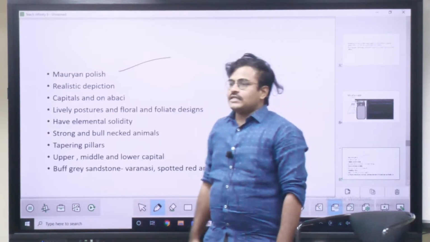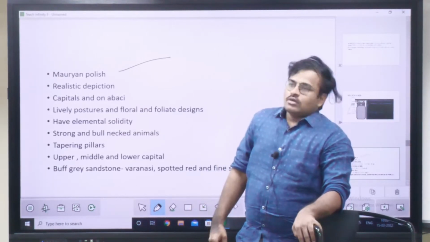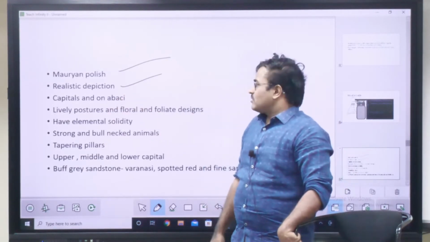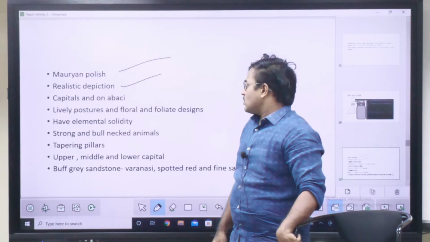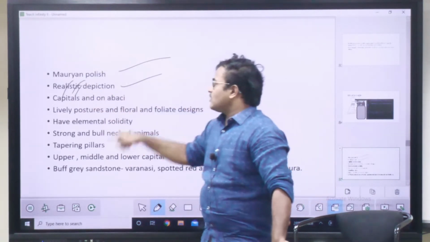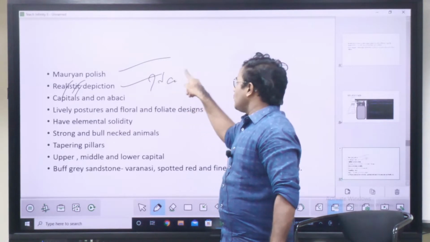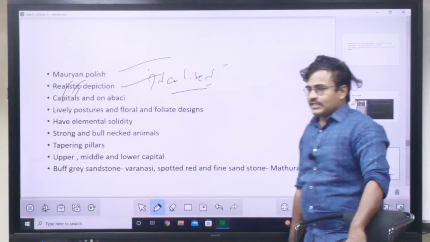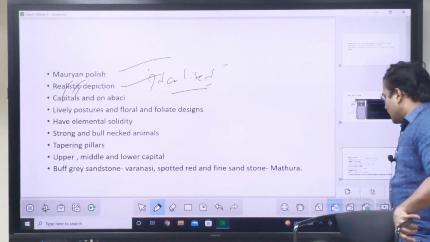And these images, they're depicted in realistic fashion. Okay, can they be in realistic fashion? You cross this out. Don't write realistic. They are idealized versions. I'm sorry. They are idealized versions. They are not realistic depictions. They are idealized versions.